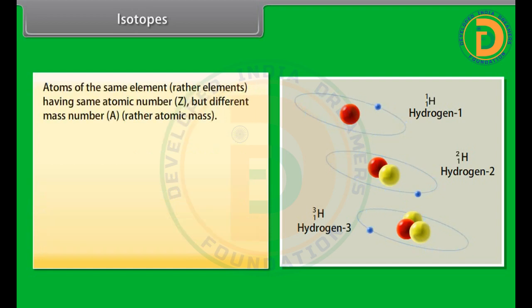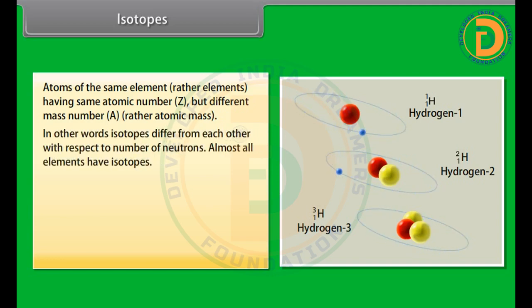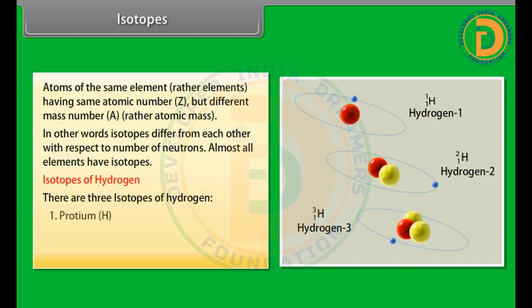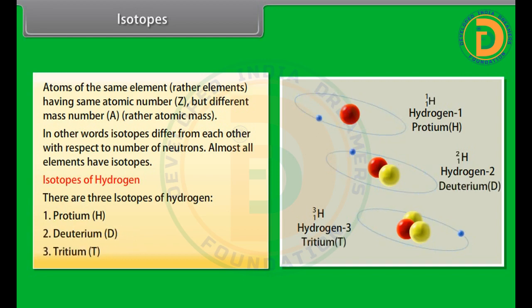Atoms of the same element, rather elements having the same atomic number, Z, but different mass number, A, rather atomic mass. In other words, isotopes differ from each other with respect to the number of neutrons. Almost all elements have isotopes. Isotopes of hydrogen. There are 3 isotopes of hydrogen. 1. Protium. 2. Deuterium. 3. Tritium.